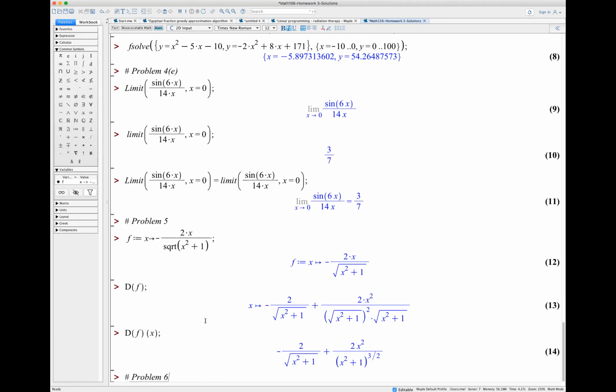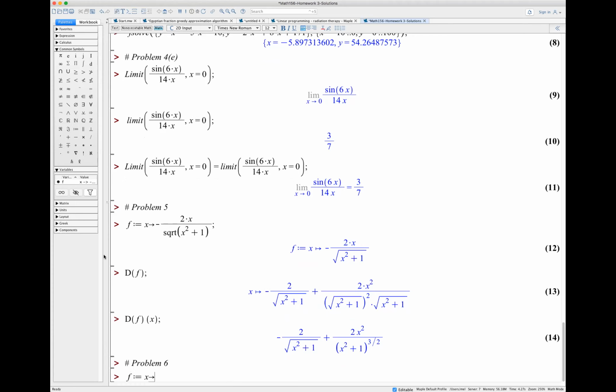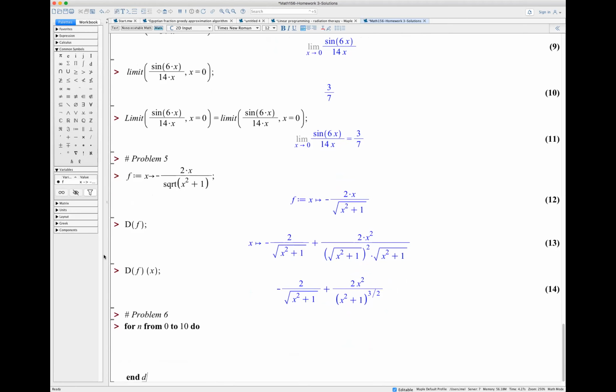Problem 6, write a loop to plot the graph of the function. There's the function, with different values of the parameter. So, let's just do it easier. For n from 0 to 10 do, and then shift-return to get the do. I always like to put that in right away. And what do I want to do?